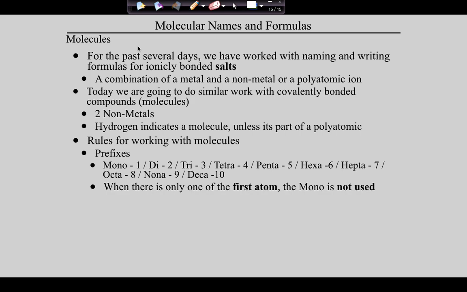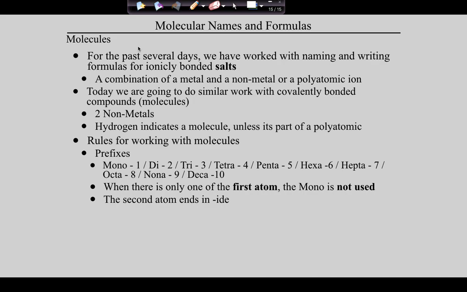When you only have one of the first atom, I would encourage you to underline first atom because that's important. If there's only one of the first atom, you do not use mono. And the second atom, just like with salts, ends in IDE. Guys, that's all there is to it. Mono is 1, di is 2, tri is 3, tetra is 4, pent is 5, hex is 6, hept is 7, oct is 8, non is 9, dec is 10.